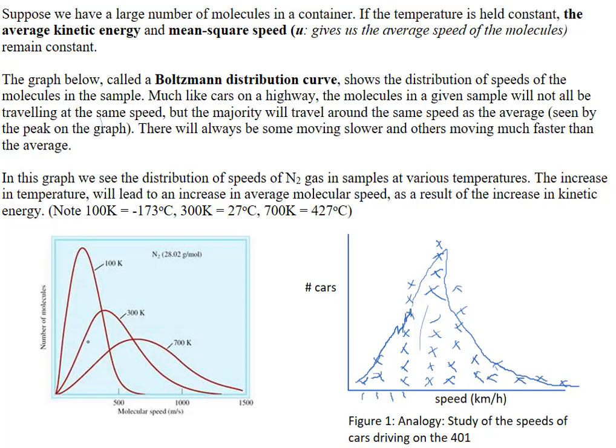If you look over here in this example where we're studying a gas of nitrogen, what we're looking at is what the distribution looks like at various temperatures. You can see with this first example, we've got 100 Kelvin, a Kelvin is a unit of temperature, so that's minus 173 degrees Celsius. We'll learn about that later. Then we've got a second distribution at 300 Kelvin and then at 700 Kelvin. What is our average here? In our car example, our average is 100 kilometers an hour.